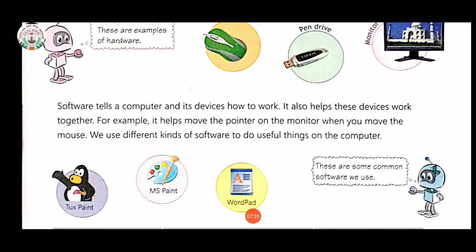Now, hardware is what we can touch and see, that is your hardware. But software we can't touch. It tells a computer and its devices how to perform their tasks and it helps devices to work together. For example, when you move the mouse, the pointer on the screen also moves with the mouse.